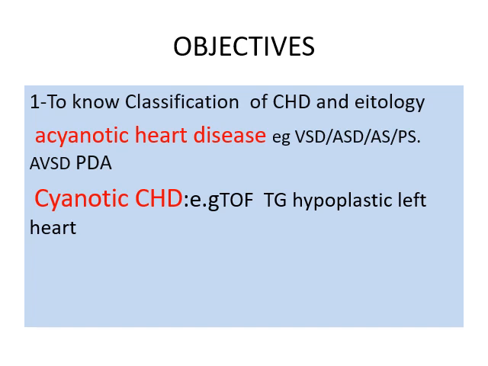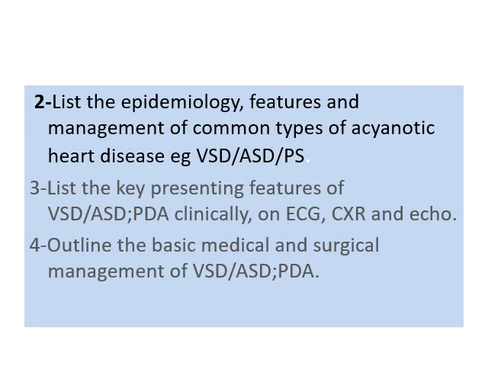The second group of heart disease is cyanotic heart disease. Examples of it are tetralogy of Fallot, transposition of the great arteries, and hypoplastic left heart syndrome. The other objective is to know the epidemiology, features, and management of common types of cyanotic heart disease. We go into detail in our lecture on VSD, ASD, and pulmonary stenosis.